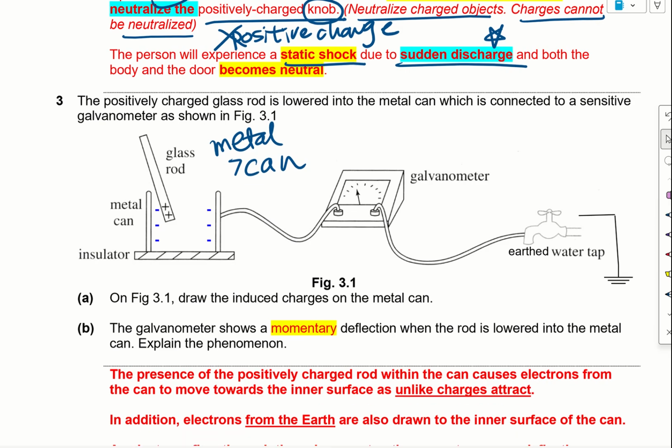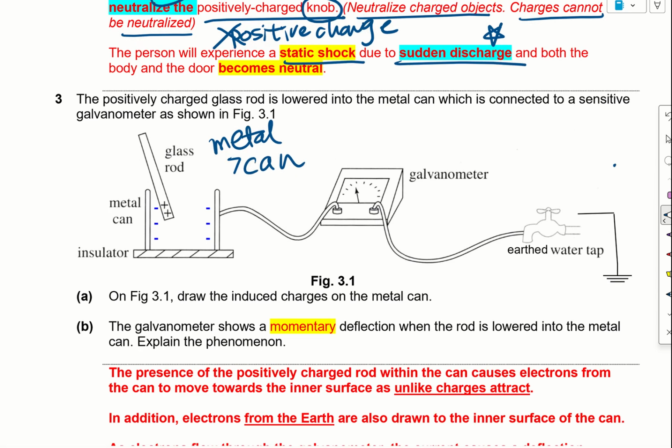So they actually wanted the metal can. By right the metal can should have a base. So maybe if you redraw it this way, it will make more sense. The metal can looks like this.